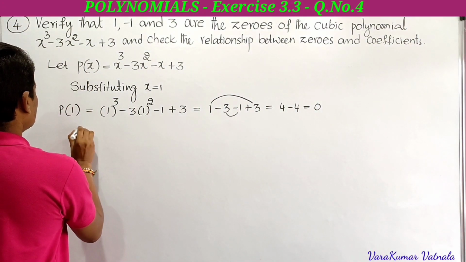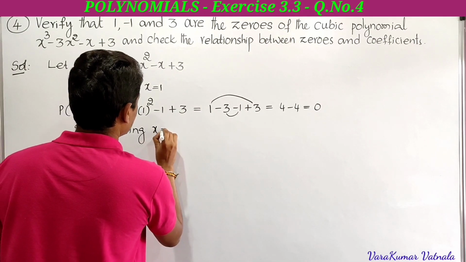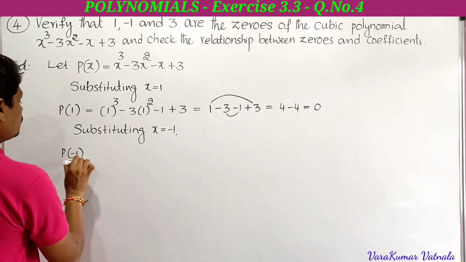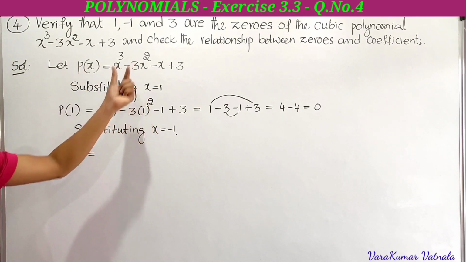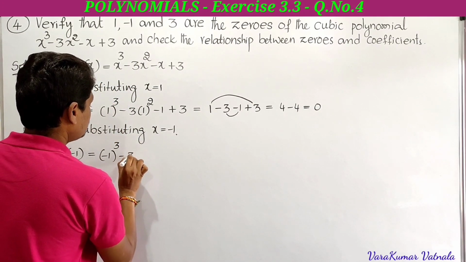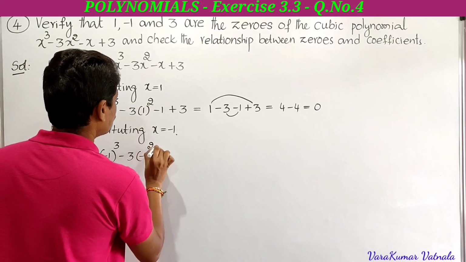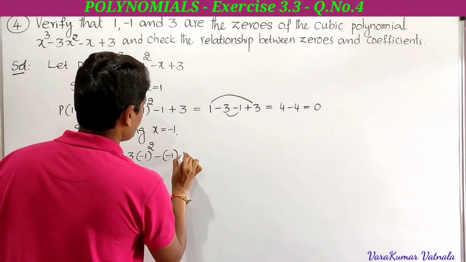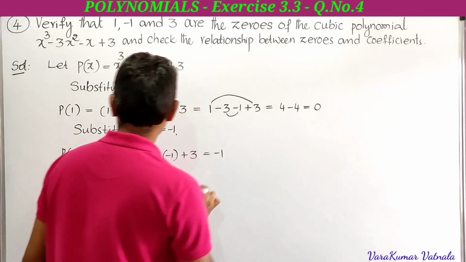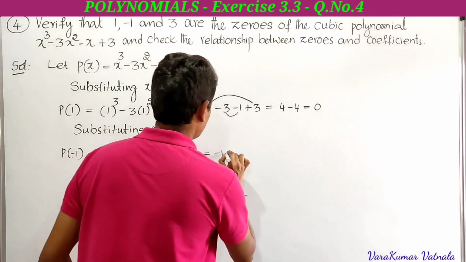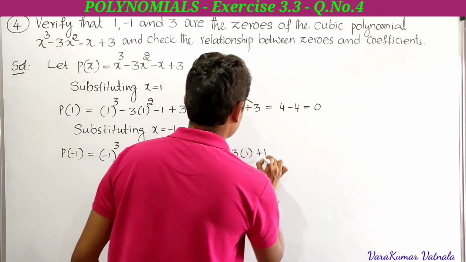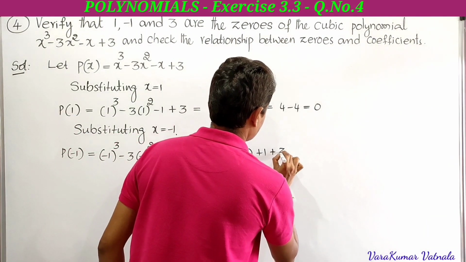Next we substitute x is equal to minus 1. We get p of minus 1 is equal to, wherever x is there, write minus 1: minus 1 whole cube minus 3 into minus 1 whole square minus of minus 1 plus 3. Minus 1 whole cube is minus 1, minus 3 into minus 1 whole square is minus 3, minus of minus 1 is plus 1, plus 3. So just simplify.